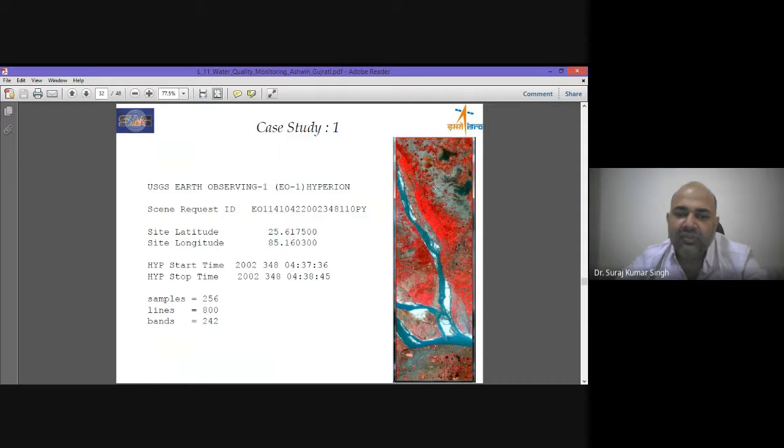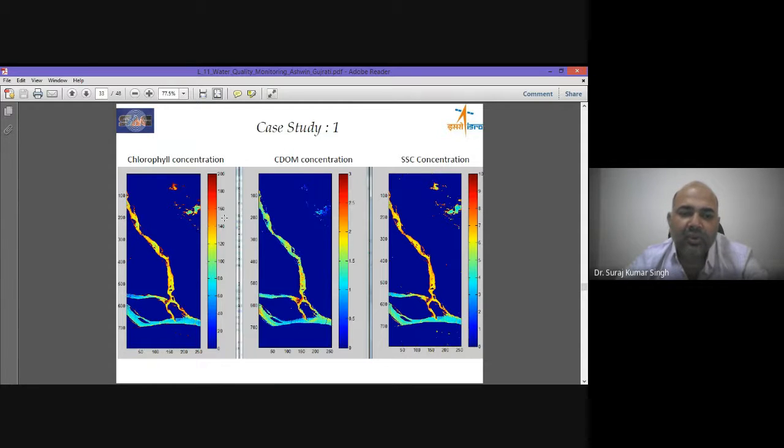So this is another data where we have used the hyperspectral data sets, its latitude, longitude, its starting time, end time, what was the number of samples, lines, bands. So if you use these hyperspectral data sets, you can create such graphical or representative maps showing the different features like chlorophyll concentration, CDOM concentration, SSC concentration.